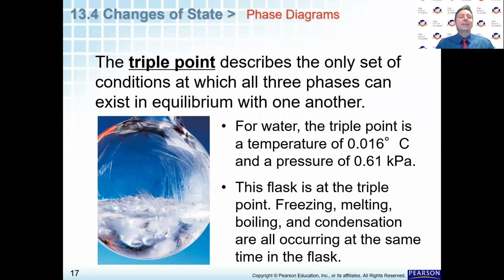So let's define that. A triple point. A triple point describes the only set of conditions at which all three phases exist in equilibrium with one another. That is an important definition, so please get that into your notes. The triple point describes the only set of conditions at which all three phases exist in equilibrium with one another.